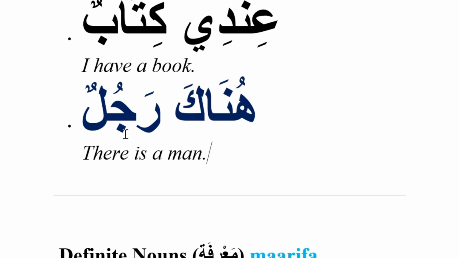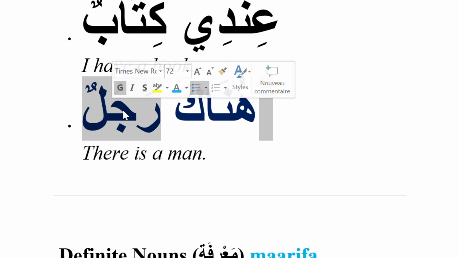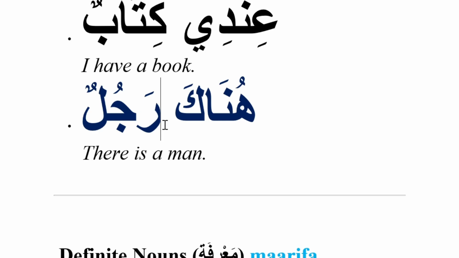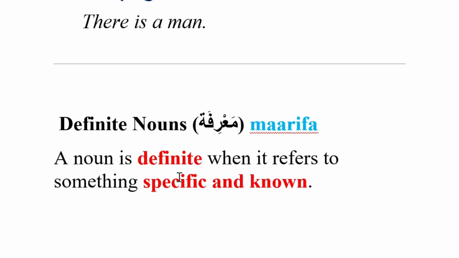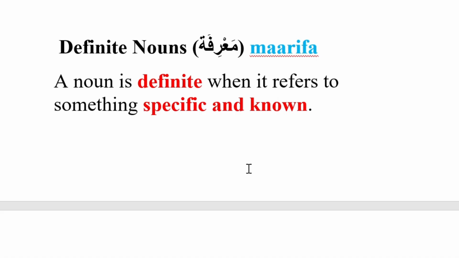هناك رجل, there is a man. Here we speak about a man, not a specific man. There is a guy there, and we don't know the guy. So رجل, a random person: no alif and lam, and tanween at the end. And we have معرفة, the definite nouns.